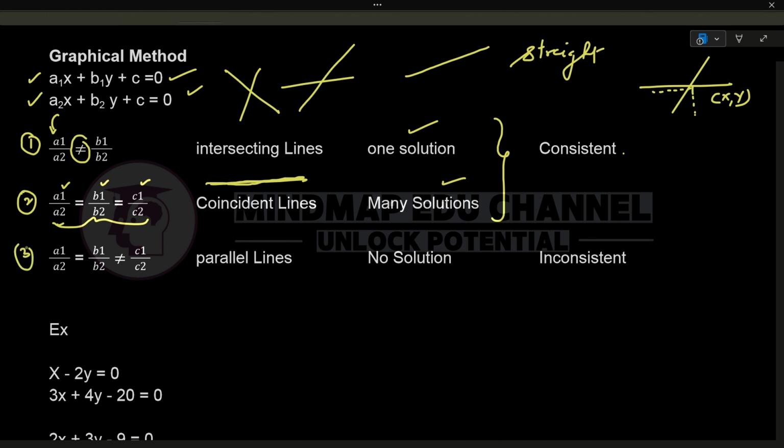Let's check the third case where a1 upon a2 is equal to b1 upon b2 but not equal to c1 upon c2. In this case, we will have two parallel lines on the graph. And parallel lines never touch each other, correct? So they will not touch, they will not intersect. Therefore, we will have no solution for such kind of equations, and we call them inconsistent. So this is how, by comparing the ratios, we can tell what kind of graph we are going to get and what kind of solution we will have.